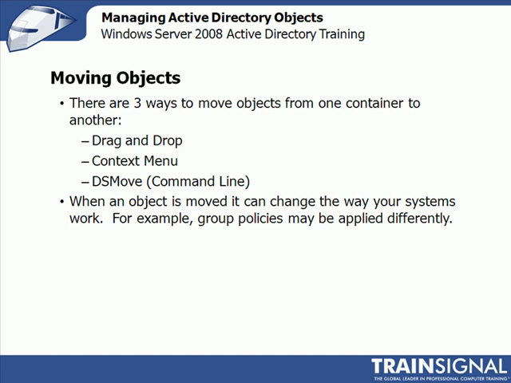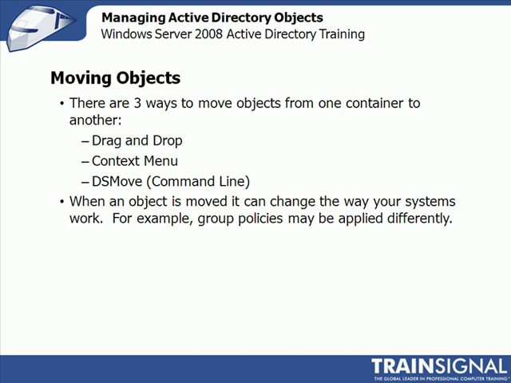There are three ways, or quite honestly, there are probably more than three ways, but there's three main ways to move objects from one location in the Active Directory database to another, or as I have here, from one container to another. So as a for instance, maybe moving a user from one organizational unit to another organizational unit. Now the three main ways of doing this, first of all, would be simply drag and drop. You just click on the object in one location and drag it and drop it in the other location where you want to move it to.